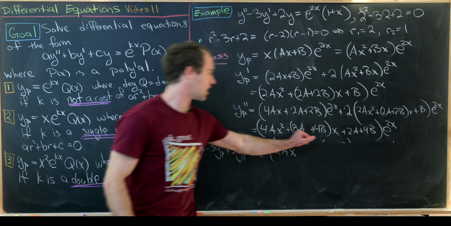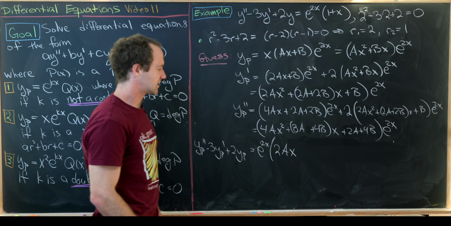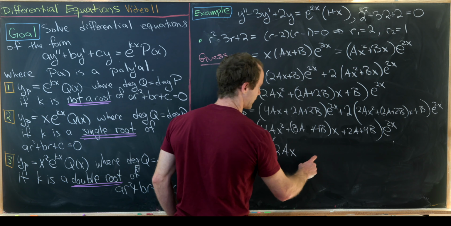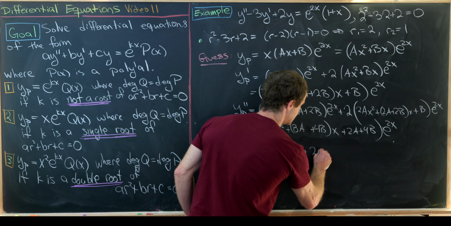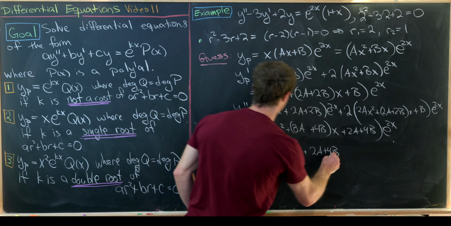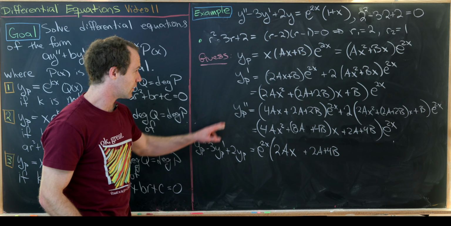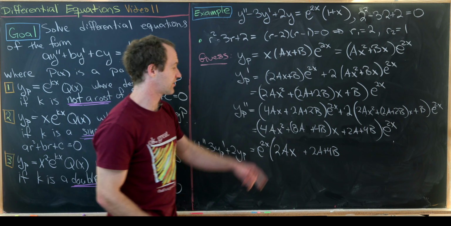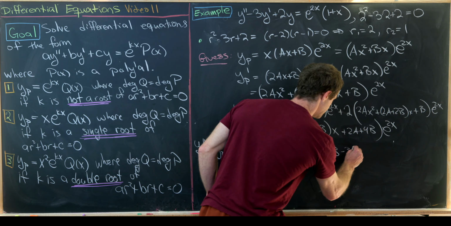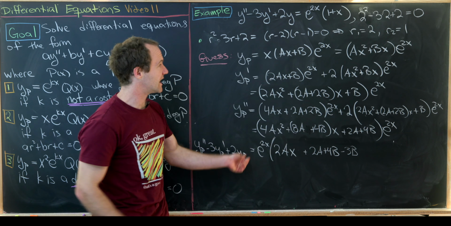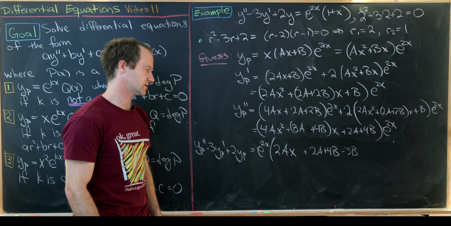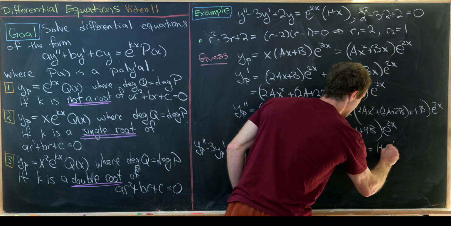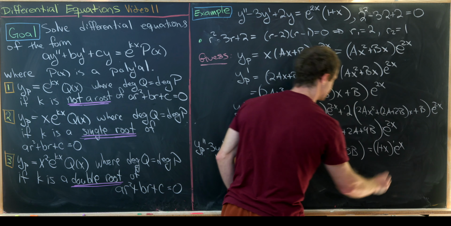Now let's look at the constant term. So the constant term will be, for the yp double prime, 2a plus 4b, then minus 3 yp prime, so that'll be minus 3b. And then notice for yp, there is no constant term. So that's good to know. So we have this is equal to 1 plus x times e to the x.